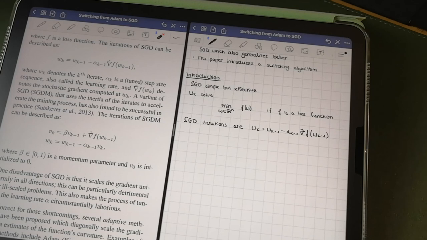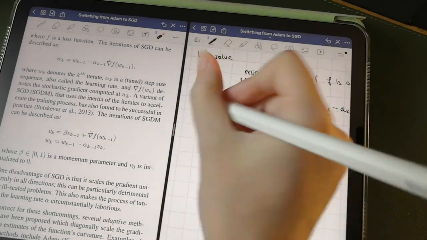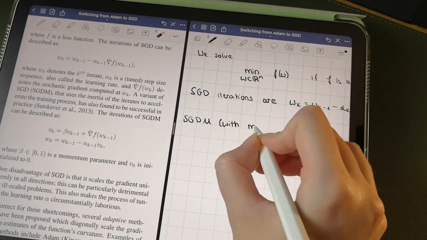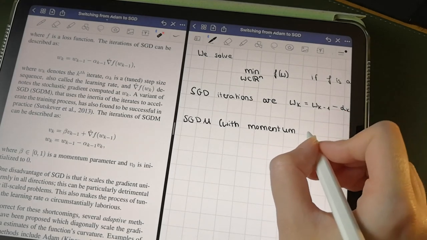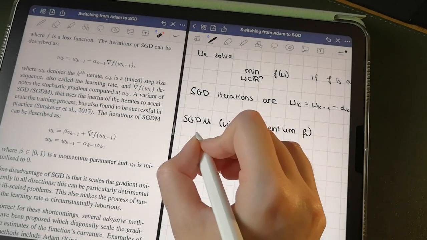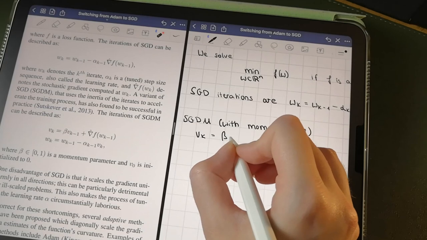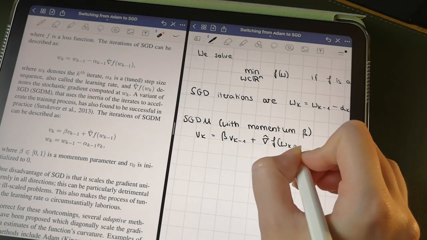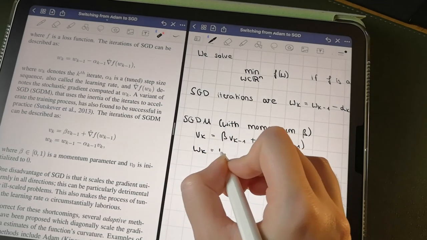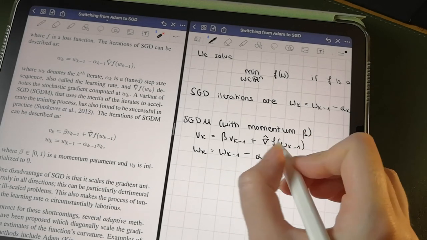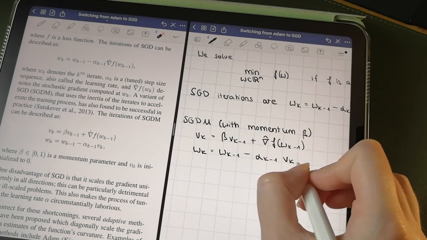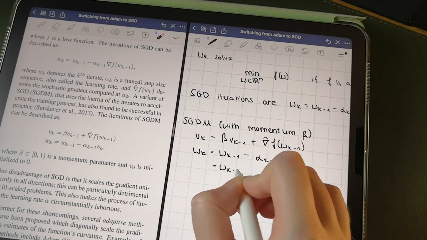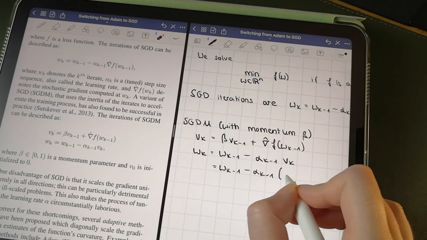The iterations of SGDM can be described as follows. Okay. So we also have SGD with momentum beta, then we have v_k, which is beta times the previous v plus the gradient, and the weight is the previous weights minus that. So we keep a bit of the previous update and add it into our new update. If I write this like this, it's a bit confusing, and that's better.